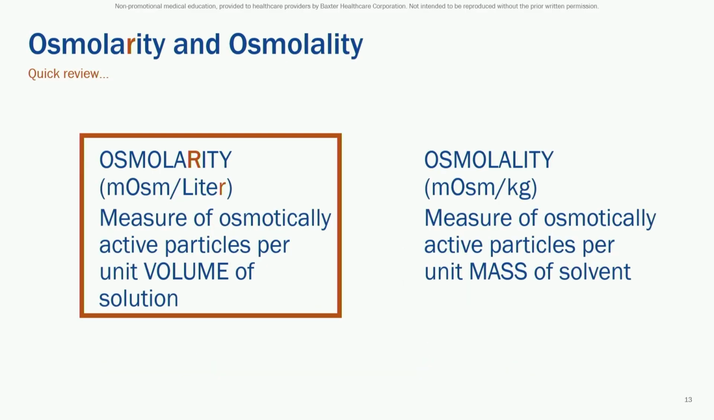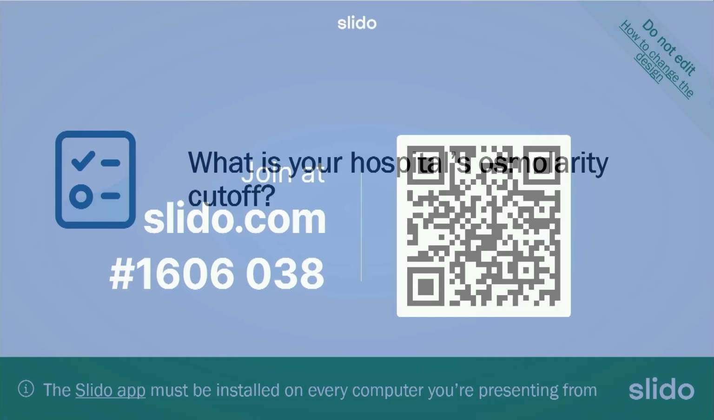So osmolarity is the measure of osmotically active particles per unit volume of solution, which is a bit more intuitive as compared to osmolality, which is the measure of osmotically active particles per unit mass of solvent. While osmolality is a bit more specific, less influenced by temperature and pressure, osmolarity is a bit more intuitive, and it's what we're talking about when we're talking about contents within parenteral nutrition.